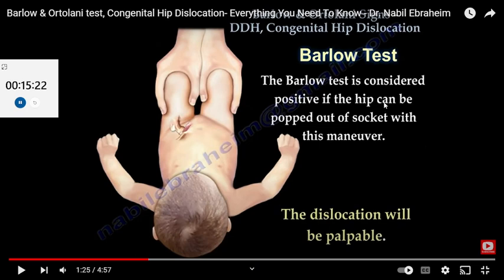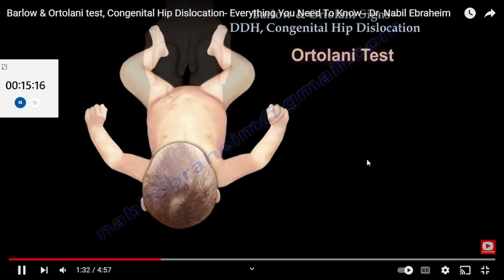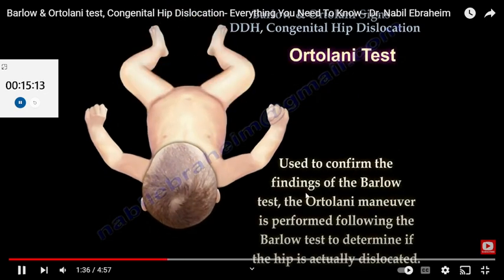Barlow test is considered positive if the hip can be popped out of the socket with this maneuver. The dislocation is palpable. Ortolani test is used to confirm the findings. So basically, the Ortolani test is the confirmatory test for which test? For the Barlow test. The Ortolani maneuver is performed following the Barlow test to determine if the hip is actually dislocated or not.